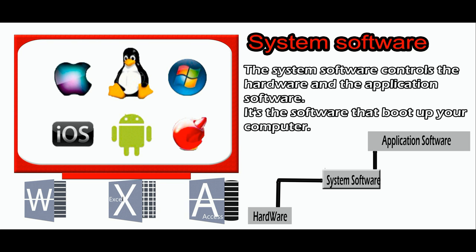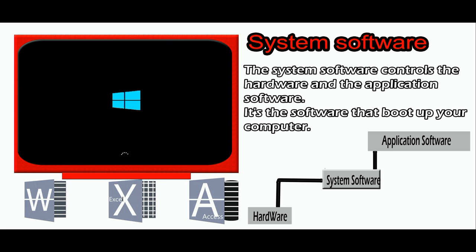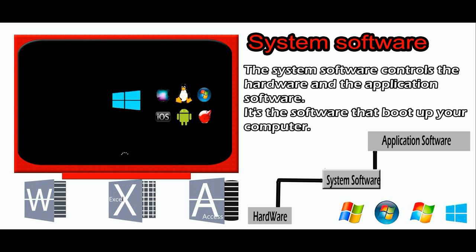System software. The system software controls the hardware and the application software. It's the software that boots up your computer. When you first turn on your computer, the first thing that's loaded up is the system software. For example, Windows 7, Windows 8, Windows Vista, etc.